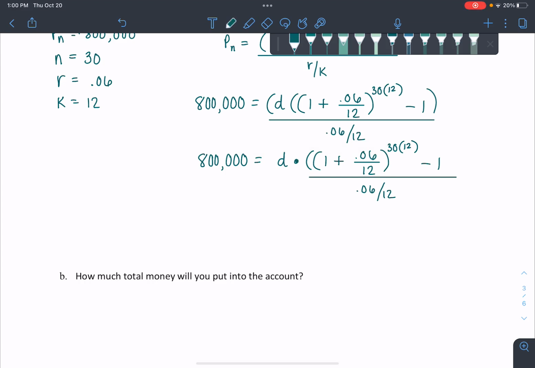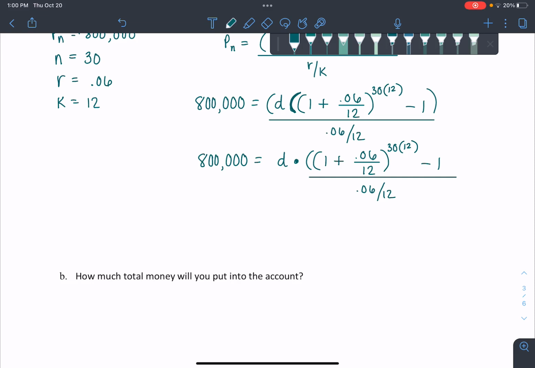Do you believe me when I tell you that these two lines are the same? I want you to look at this for a minute. Do you see that on the top, the numerator, I have D times all of this? I know this is an algebra move that might be a little confusing, but realistically, it's D times everything else.